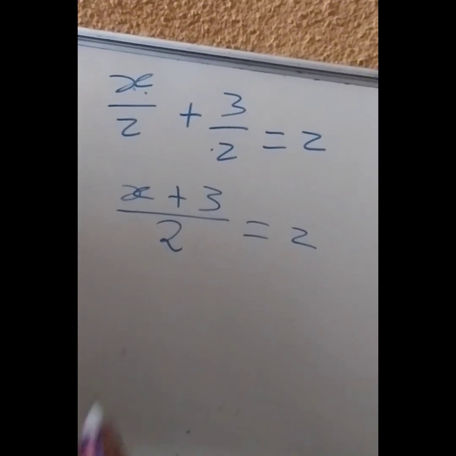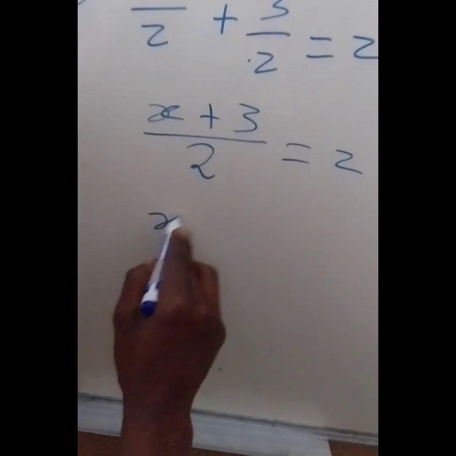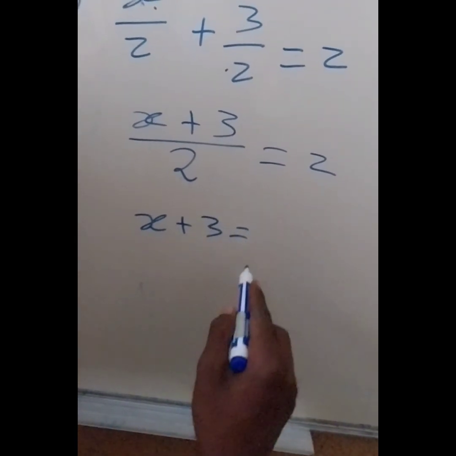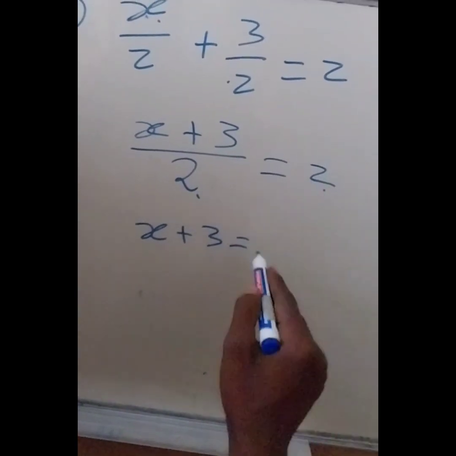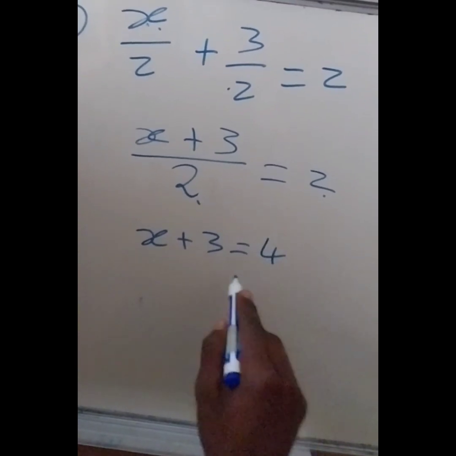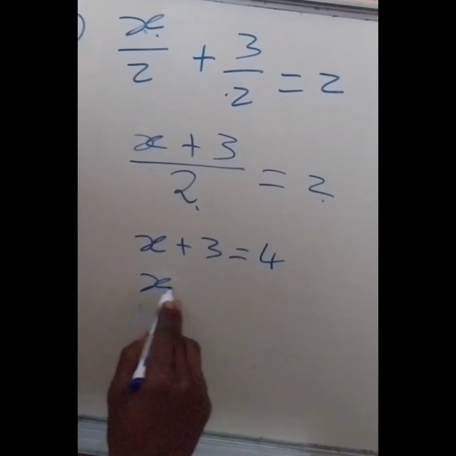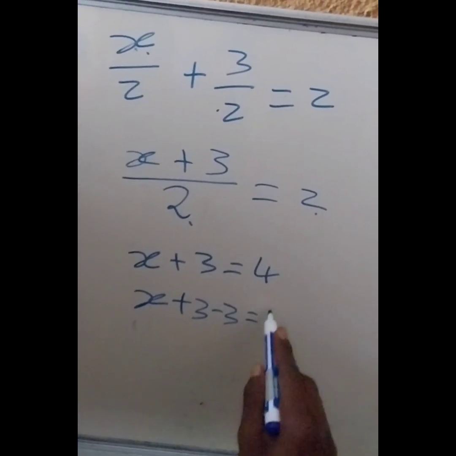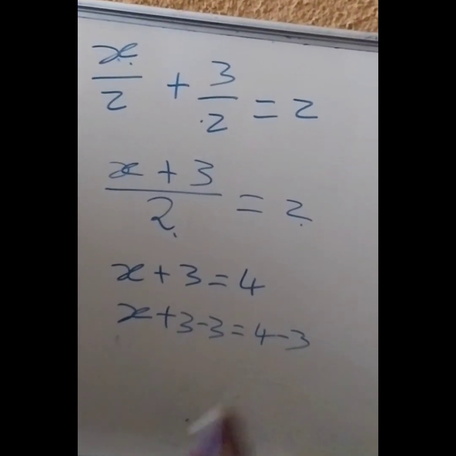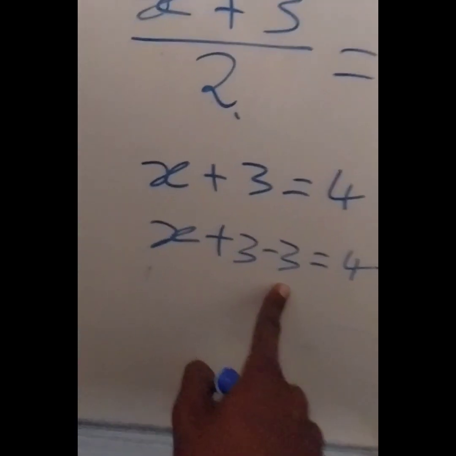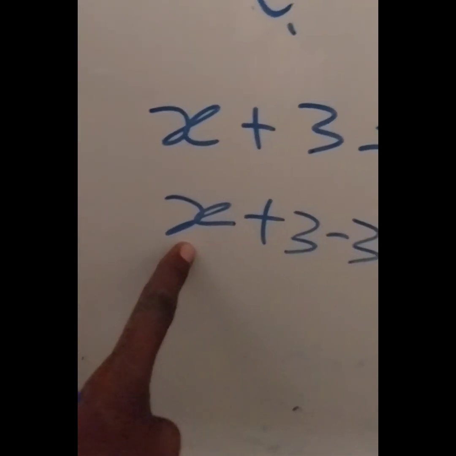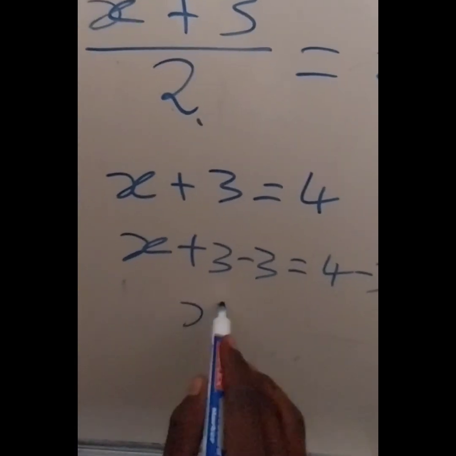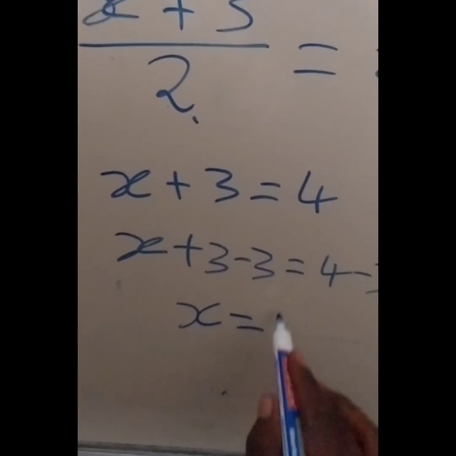Therefore, from then we make a cross multiplication. X plus 3 is going to be equal to 2 multiplied by 2, which is equal to 4. Therefore, x plus 3 minus 3 is going to be equal to 4 minus 3, the additive inverse of positive 3, in order to make x the subject of the formula. Therefore, from then we are going to have x equals 1.